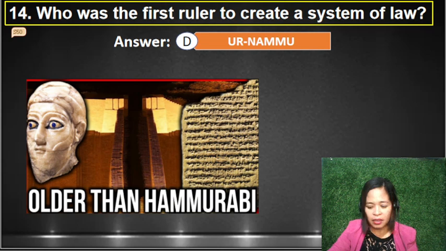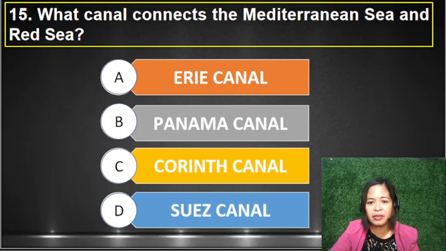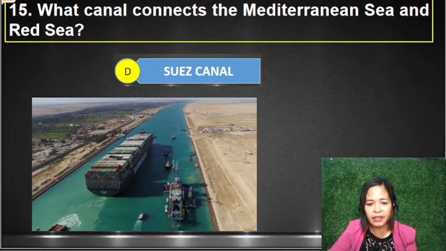Number 15, the last number. All right. So this is the last number for this part 3 World History Review. What canal connects the Mediterranean Sea and Red Sea? A. Erie Canal. B. Panama Canal. C. Kiel Canal. And D. Suez Canal. The answer is Suez Canal.